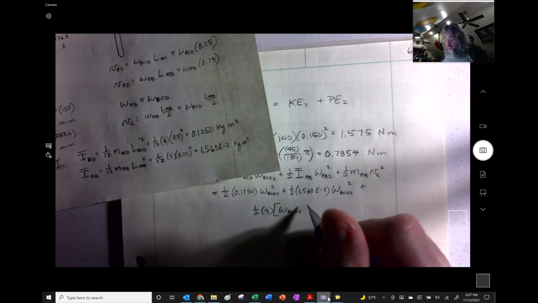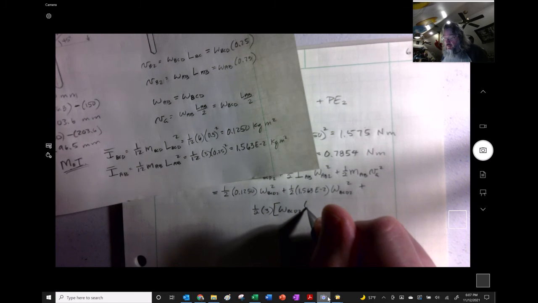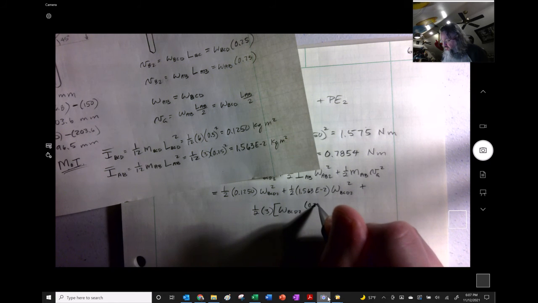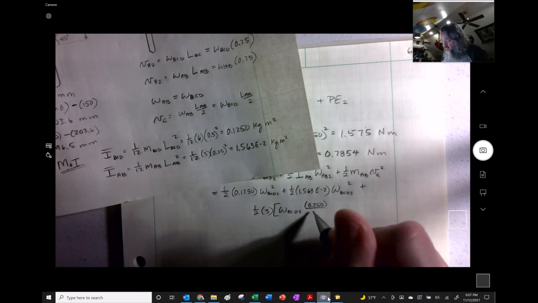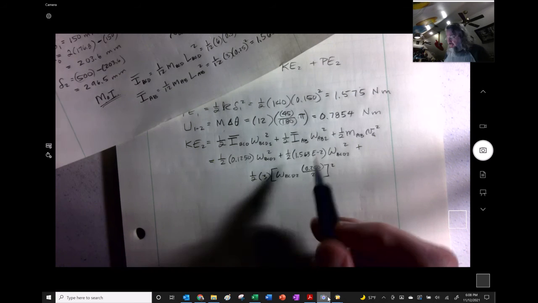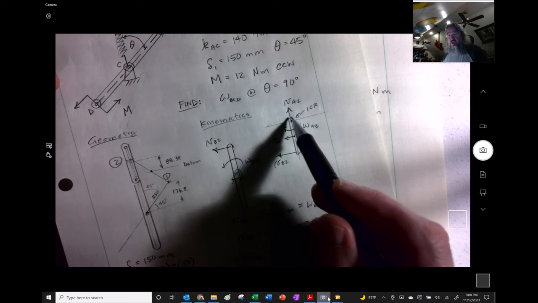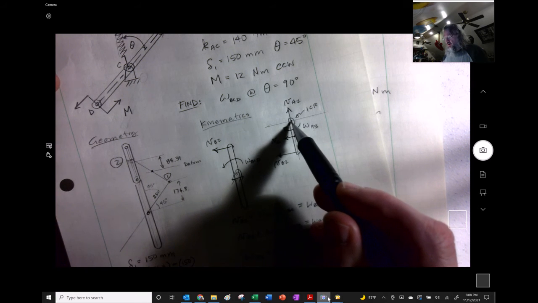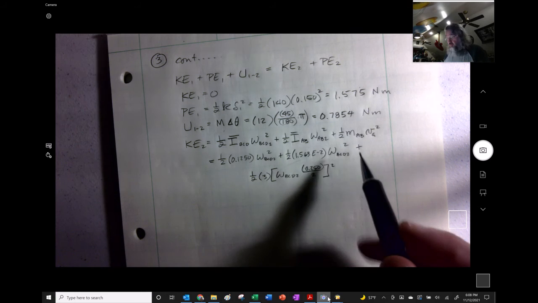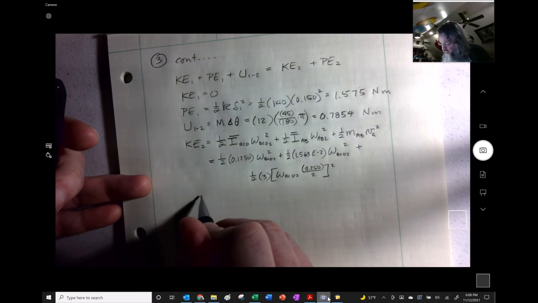times LAB. LAB was 0.25 divided by 2 squared. It turns out that because of this orientation, and that being the ICR, we could have taken the moment of inertia just of this piece about this instead of doing it in 2 parts right there. But we went ahead and did it anyway.